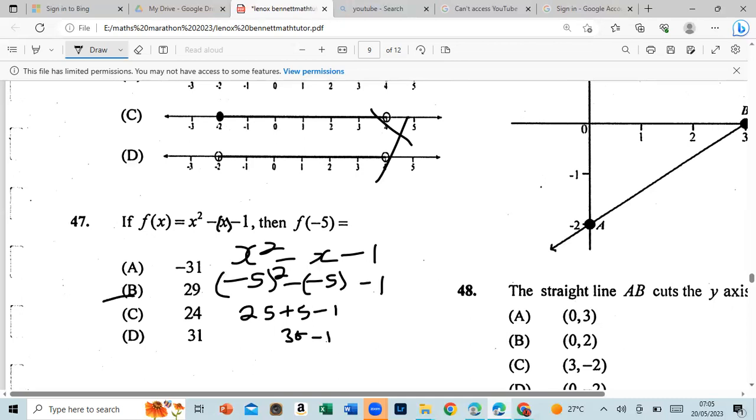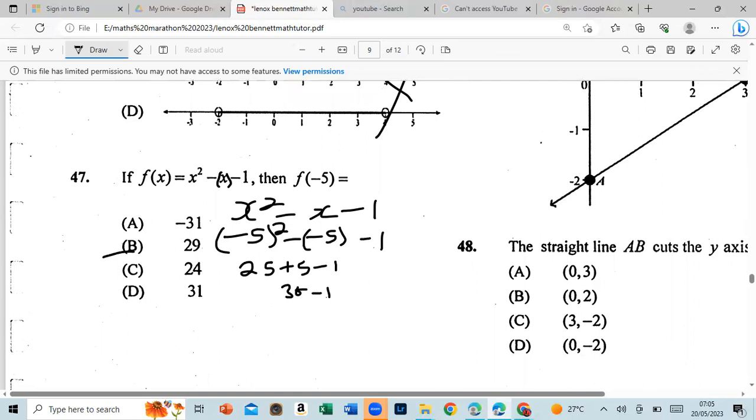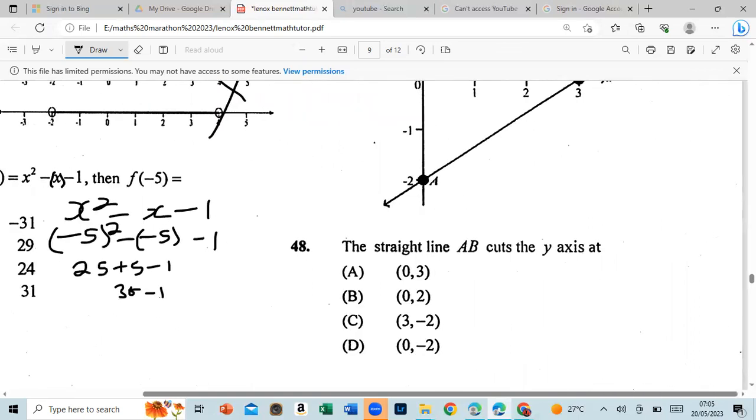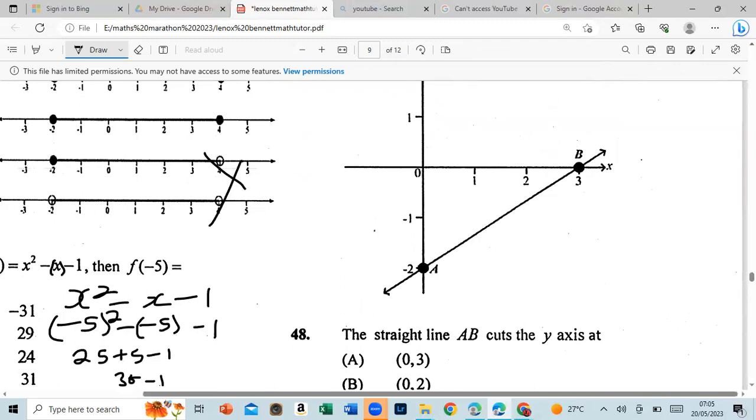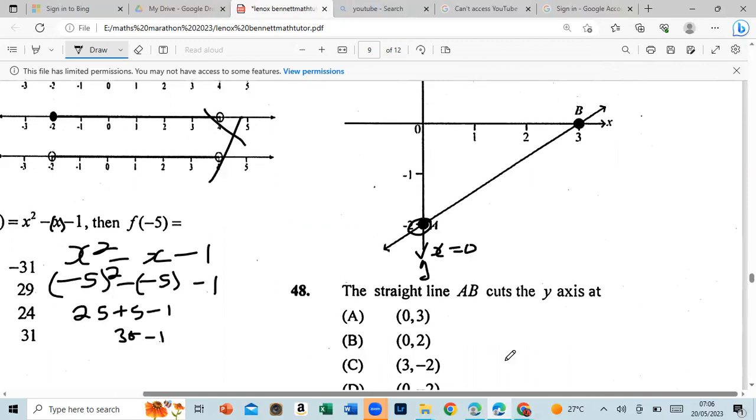Alright, let's look at 48. The straight line AB cuts the y-axis at... So basically, we're looking for this point right here. We found it. Now, on the y-axis, x is equal to 0. So all we have to do is look for 0 and this is -2. So it's going to be (0, -2).